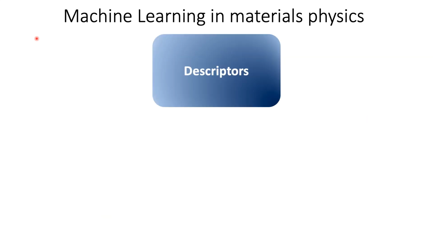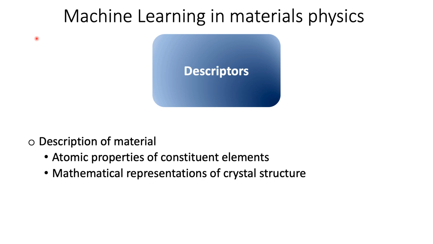Next, let's talk about descriptors. Now, descriptors are mathematical representations of the data. An example of a descriptor is the atomic properties of constituent elements of a compound, that is, a molecule or a crystal structure, or perhaps a mathematical representation of a crystal structure created using some scheme. We can talk about examples of this for materials research in a few slides. Needless to say, the descriptors are extremely important and are an active area of research.